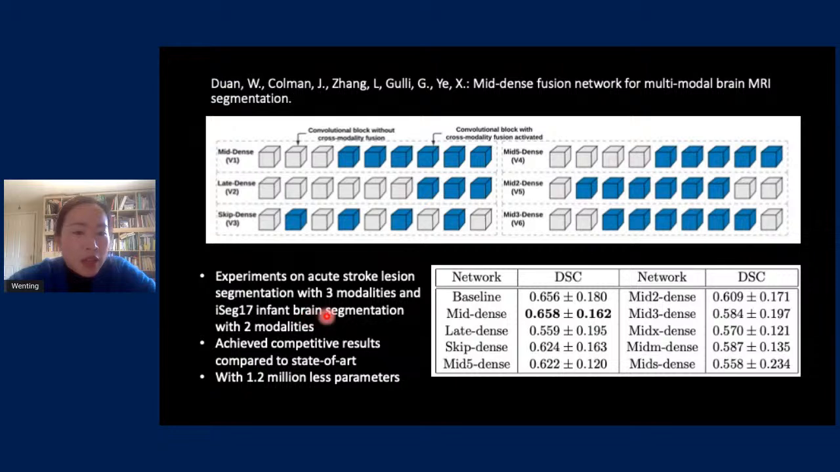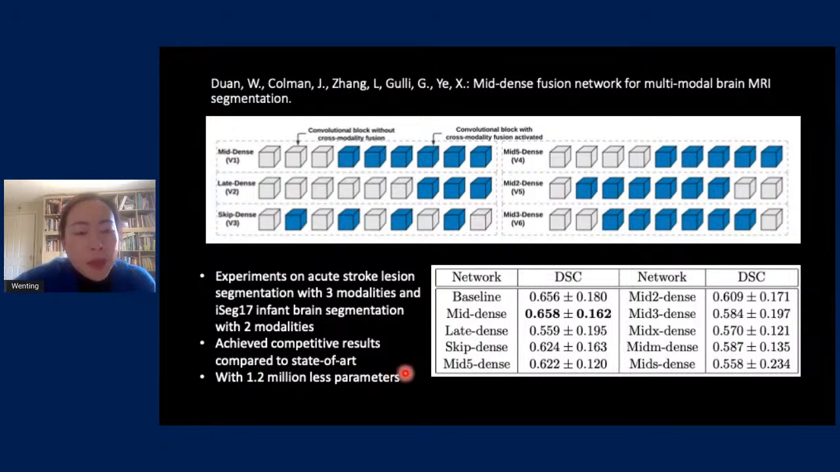We carried out experiments on acute stroke lesion segmentation with 3 modalities, and we also carried out experiments on iSeg17 infant brain segmentation. This data set has 2 modalities. So we tested with different types of modality combinations as well. In the first one, it has T2, DWI B1000, DWI B0. For the infant one, we have, I think, T1 and T2.